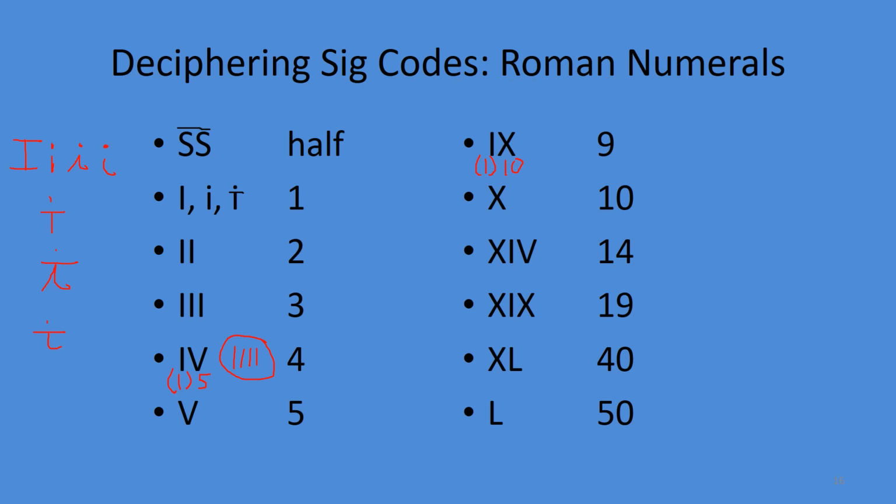L is 50. Other ones we'll use, C is 100. That's a century. I don't think we'll go any higher than that.